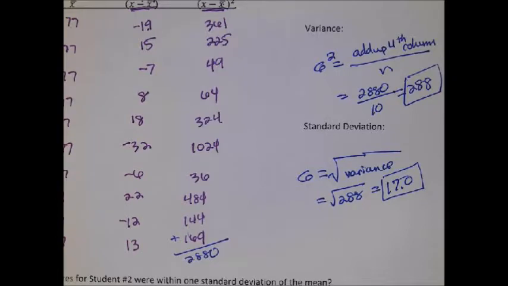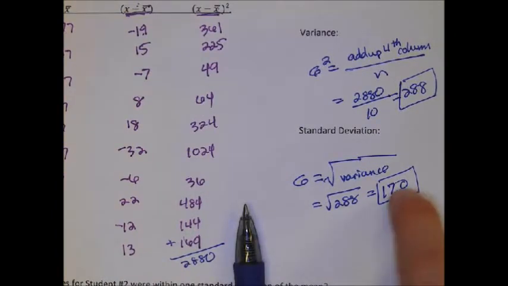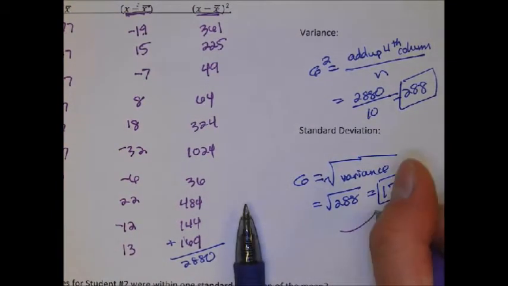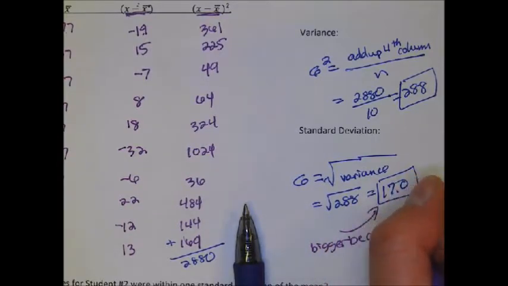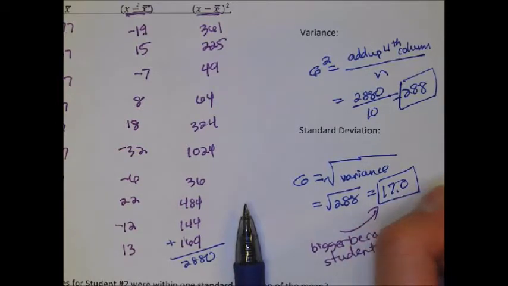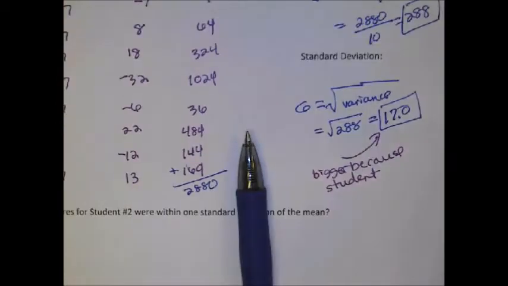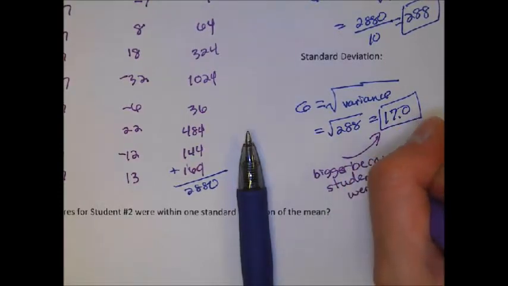Notice, the standard deviation of our first one was 3.6. This one was 17 because the numbers are farther apart. Bigger because student 2's scores were farther apart.